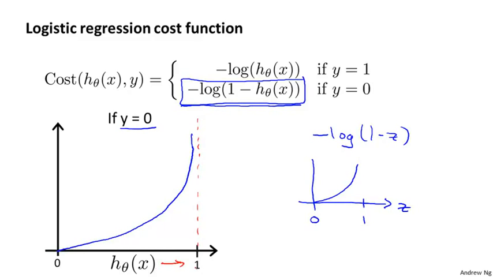This captures the intuition that if a hypothesis predicted that h of x is equal to 1 with certainty, with probability 1, it's absolutely got to be y equals 1. But if y turned out to be equal to 0, then it makes sense to make the learning algorithm pay a very large cost. And conversely, if h of x is equal to 0 and y equals 0, then the hypothesis nailed it. It predicted y is equal to 0, and it turns out y is equal to 0. So at this point, the cost function is going to be 0.